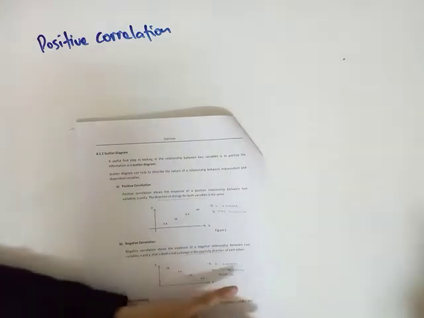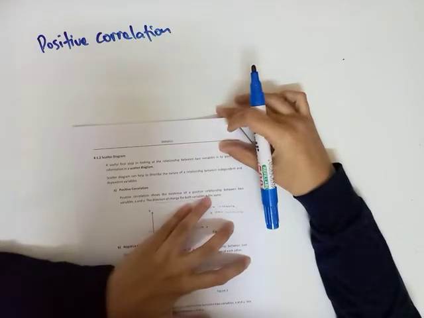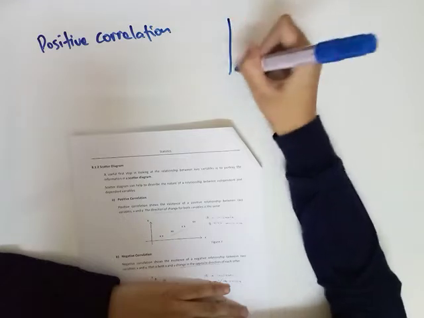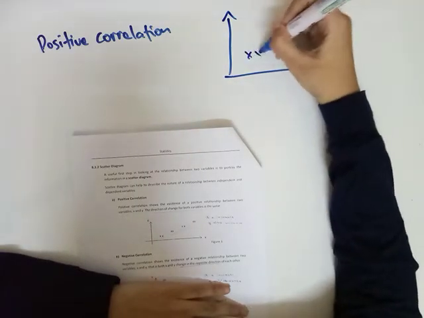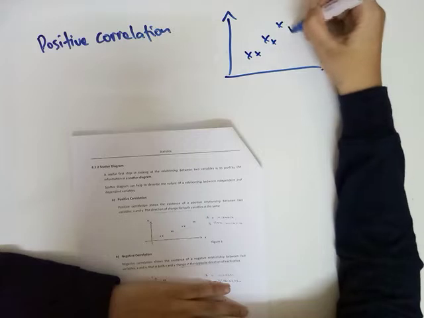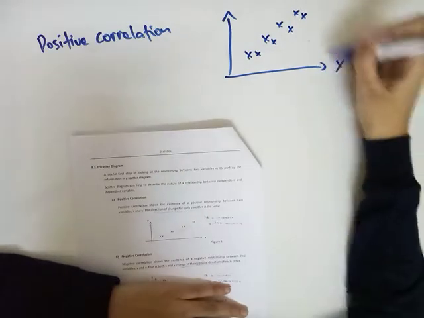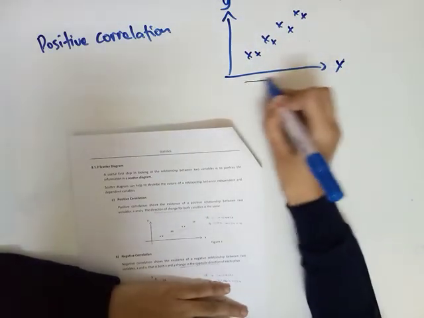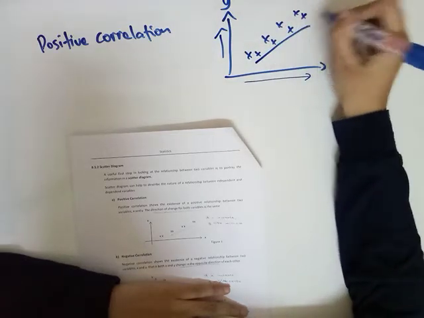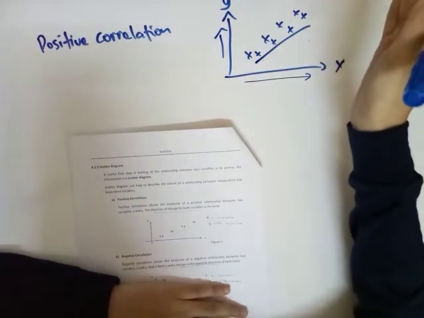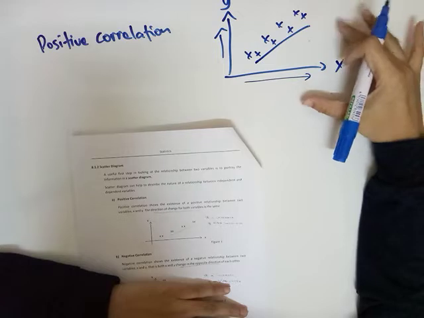Okay, positive correlation describes a positive relationship between two variables x and y. Okay, the graph. If x increases, y also increases. This is x, this is y. If x increases, y also increases here. Okay, dia akan increase, dia menaik ke kanan. Okay, so this is what we call a positive relationship.